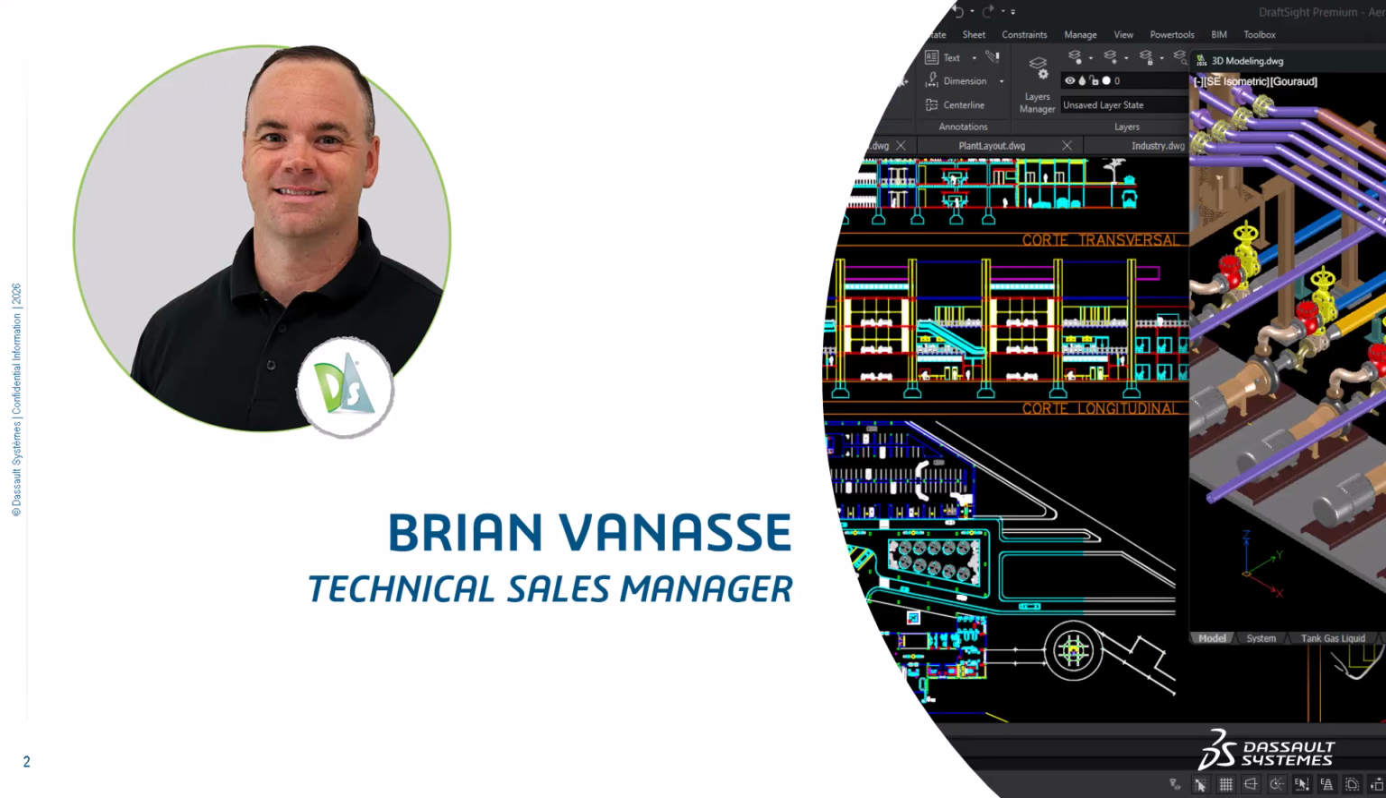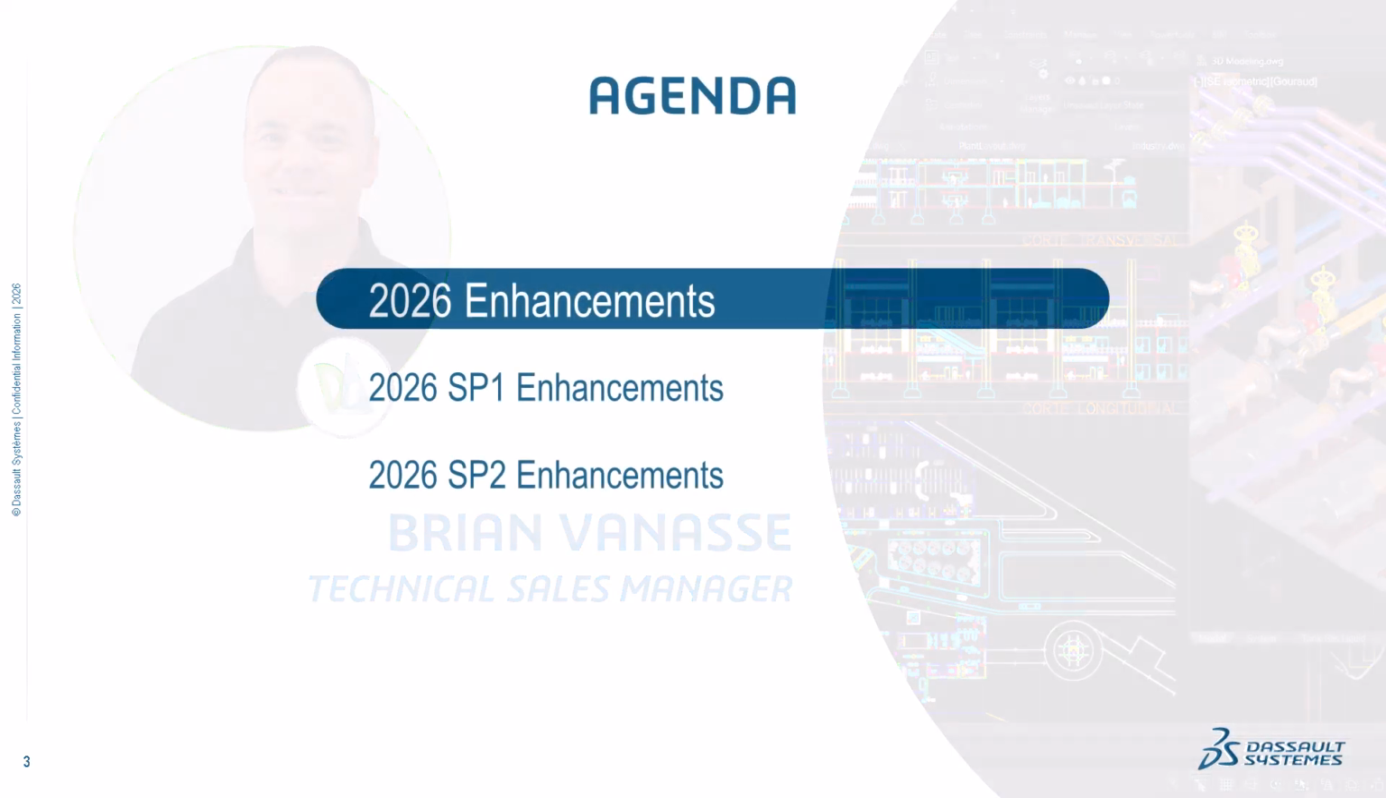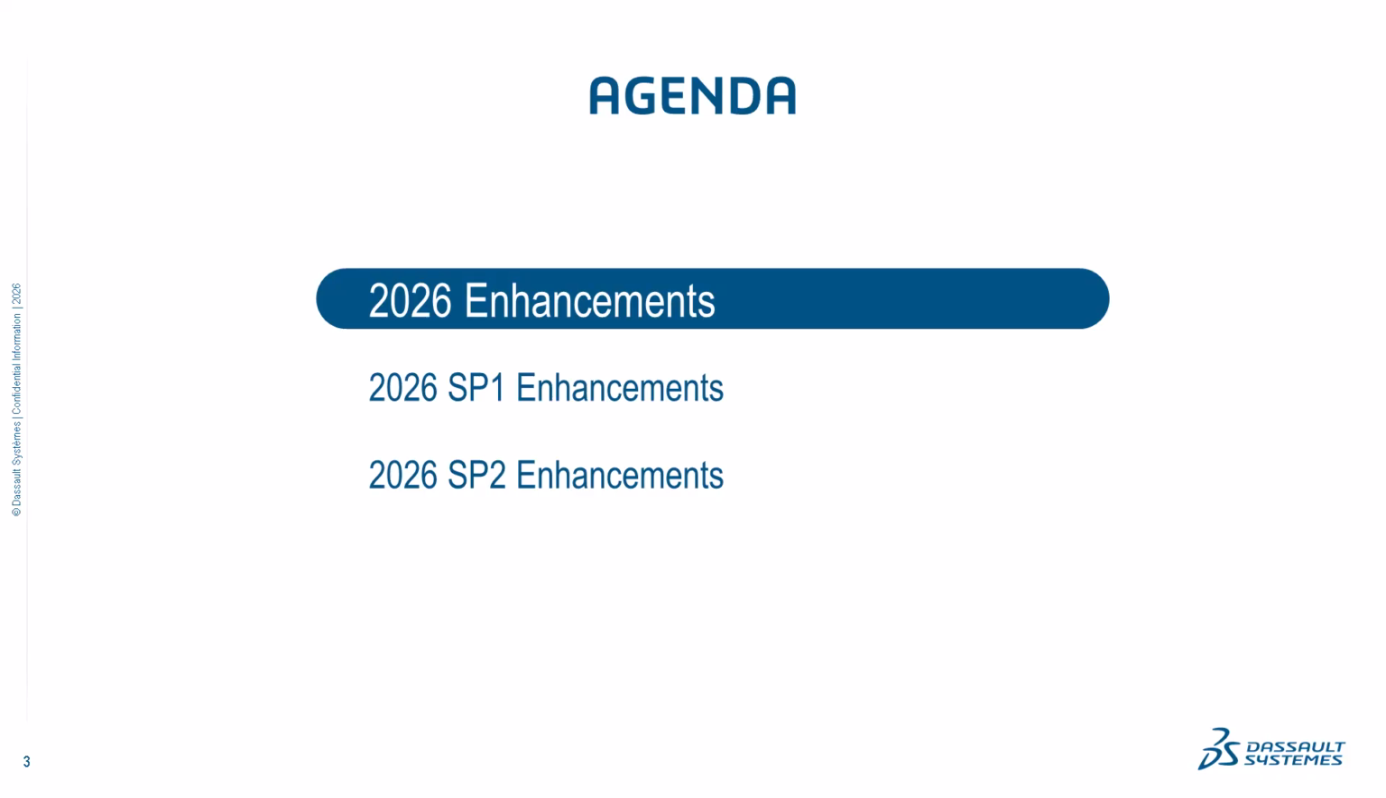So with that background, let's review what we'll be covering in today's webinar. First, we'll start with a full deep dive into the features and enhancements introduced in DraftSight 2026, beginning with the SP0 release, which launched in November of 2025. This release delivers a substantial set of updates, so we'll spend the most time going through these capabilities.